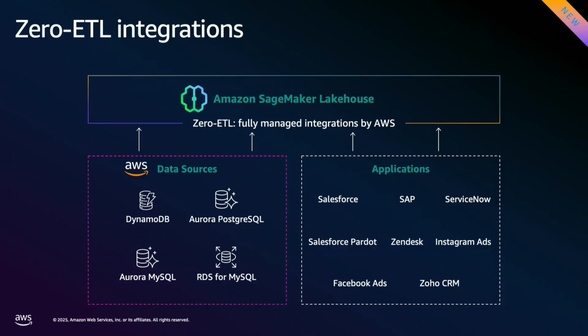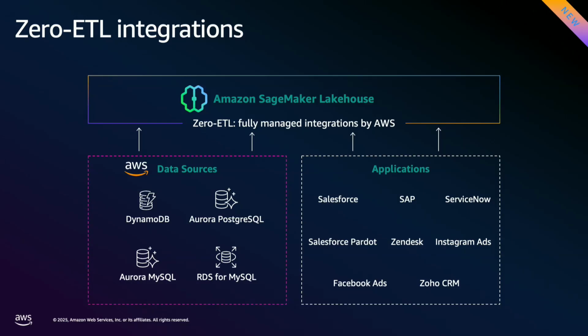And what you can see on the screen is what is currently available, right? So we have Zero-ETL integrations for data sources and also for applications. When it comes to data sources, I can say DynamoDB, Aurora PostgreSQL, Aurora MySQL, and also RDS for MySQL. But not only that, we also have the application integration, like Salesforce, SAP, and ServiceNow, which can all integrate to the Lakehouse architecture with Zero-ETL. So this is great, right?